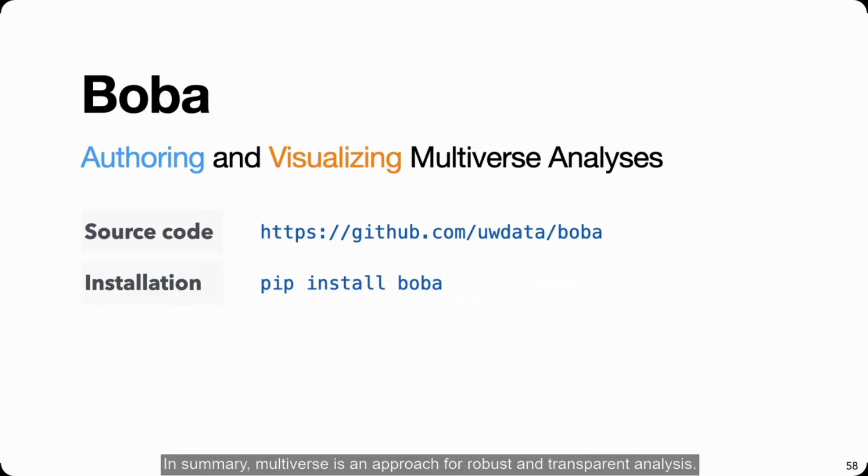In summary, multiverse is an approach for robust and transparent analysis, and Boba is a system to help you author and visualize multiverse. Boba is open source on GitHub, and you could install the tool by a pip command. We hope that the open source tool can help more people conduct robust data analysis.